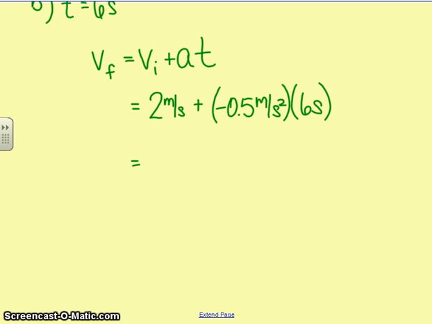This time, I get a negative 1 meters per second. When you give me your answer to any of these problems, I should see a magnitude, which is 1 meter per second, and then I should also see a direction: away from the hole.